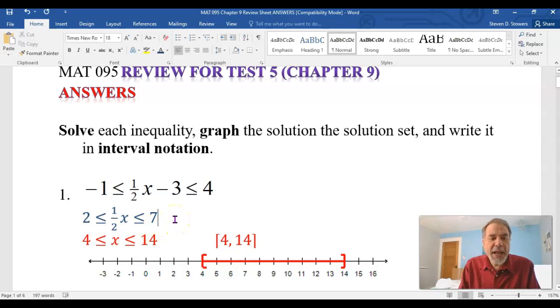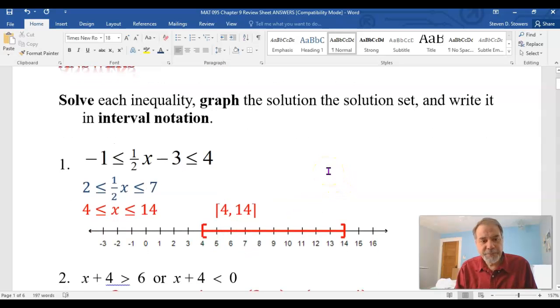And now to go from 1/2 x to x, we undo the 1/2 by multiplying by 2, because 2 times 1/2 times x would just be 1x. So all three sides get multiplied by 2. 2 times 2 is 4. 2 times 1/2 x is x. And 2 times 7 is 14. So x is between 4 and 14. It's greater than or equal to 4, and it's less than or equal to 14.